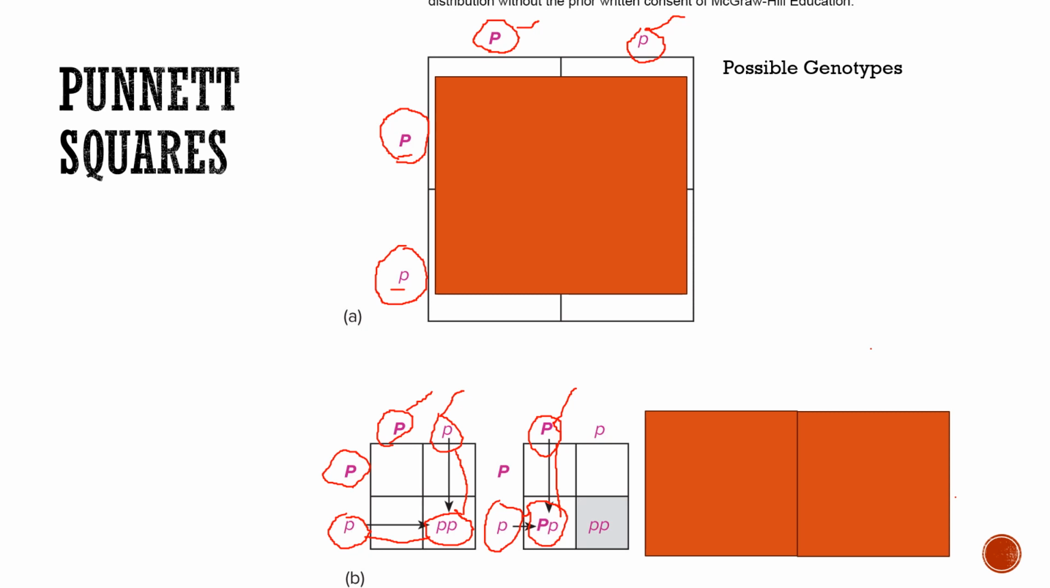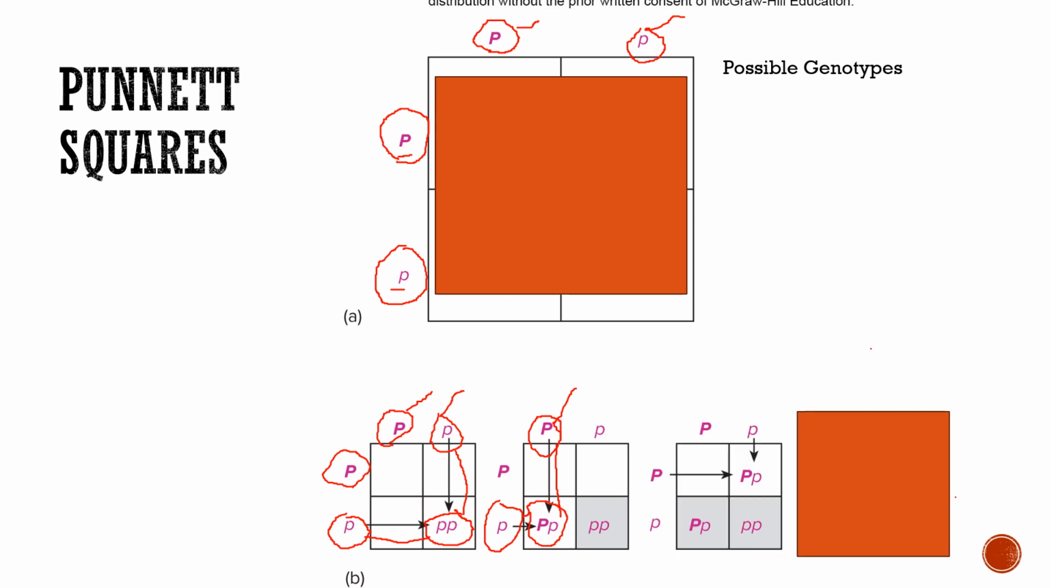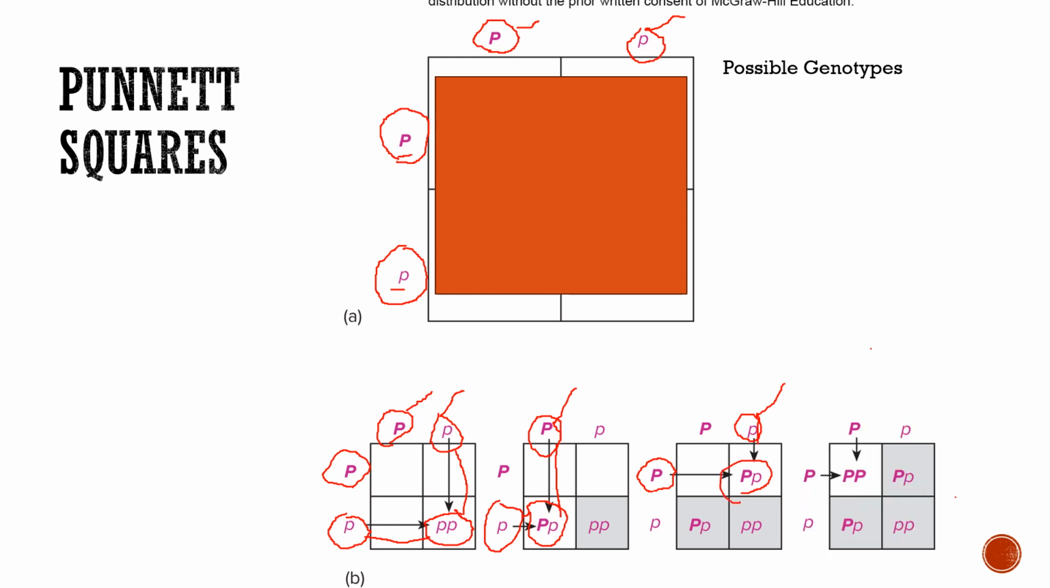Right, so then our next possibility, here we have the egg with the dominant trait, the sperm with the recessive, so we get another heterozygous. And then finally, we have the egg giving the dominant trait and the sperm also having the dominant trait. So if these end up coming together in fertilization, we get the homozygous dominant.